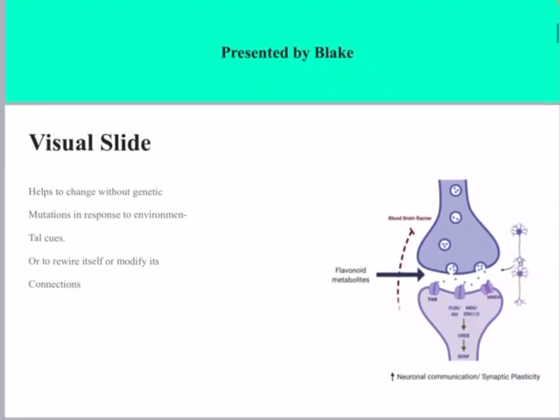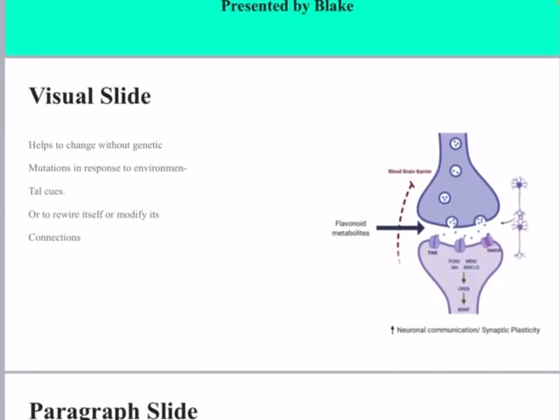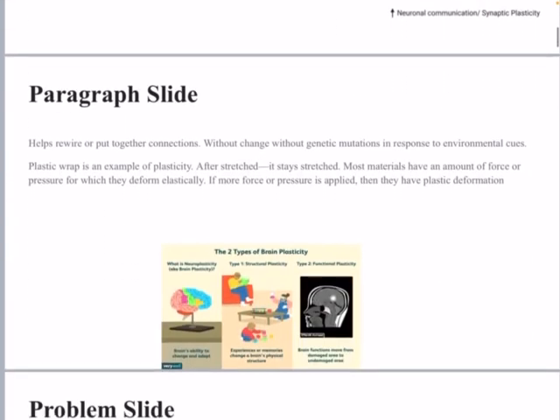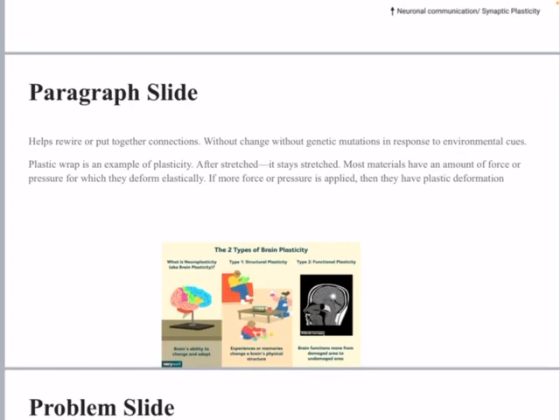Plasticity, a visual slide. It helps to connect with genetic mutations in response to environmental cues, or rewire itself or modify its connections. My paragraph slide: it helps rewire or put together connections, without genetic mutations, in response to environmental cues.